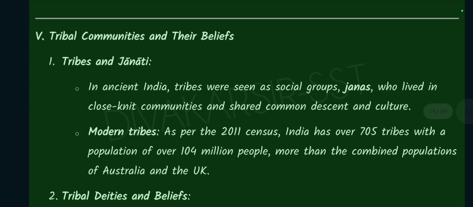Number 5. Tribal communities and their beliefs. Tribes and Janatis. In ancient India, tribes were seen as social groups, janas, who lived in close knit communities and shared common descent and culture.